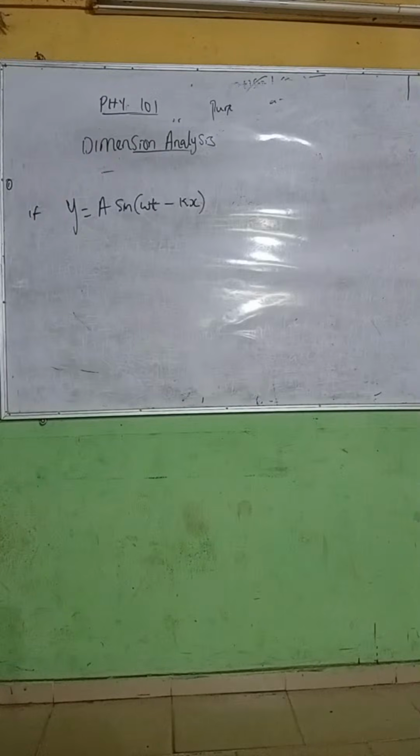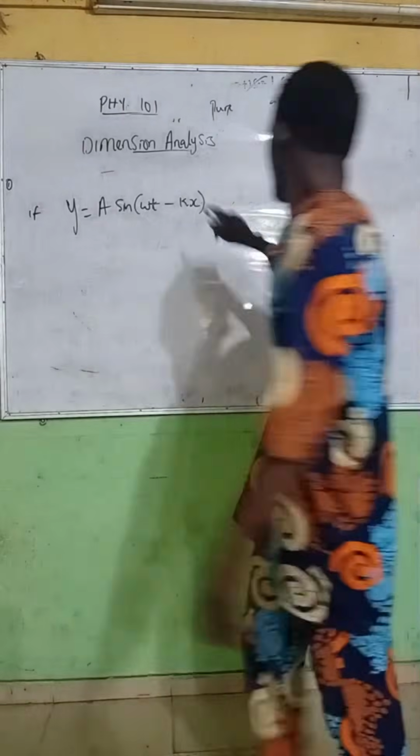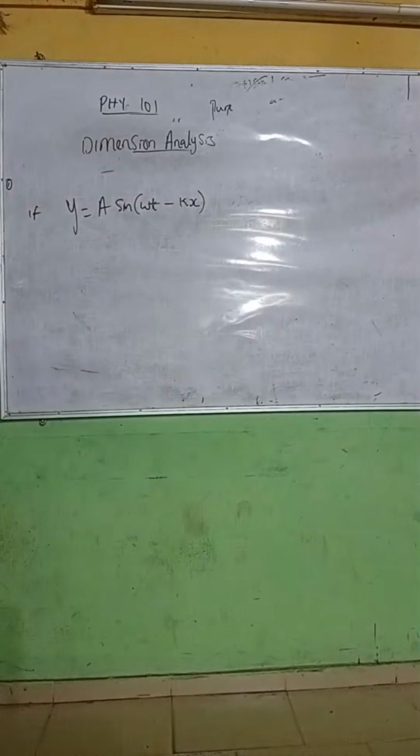T, x, that's displacement already. X and y are in meters. T is in time. W is in kg. K and A: A is in meters. What do you get? A is in L. What of K? K is ML minus 1.